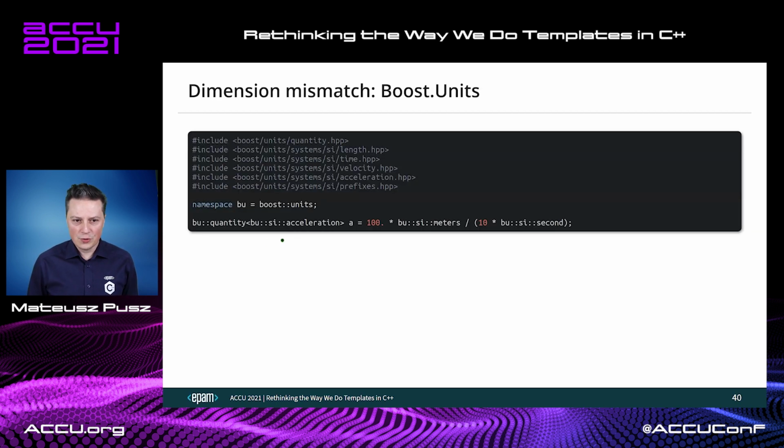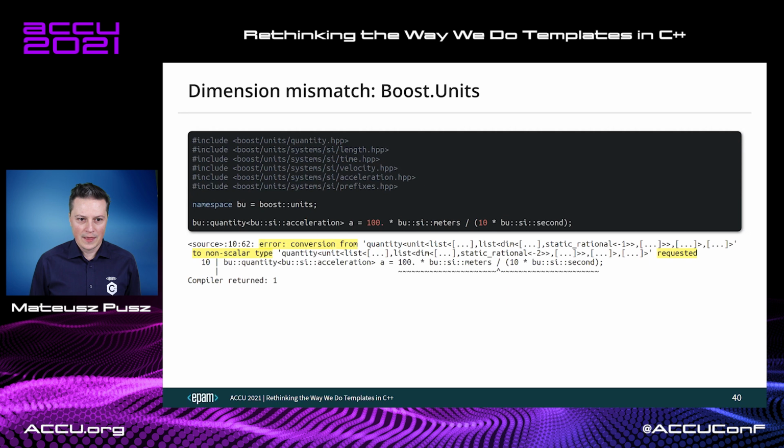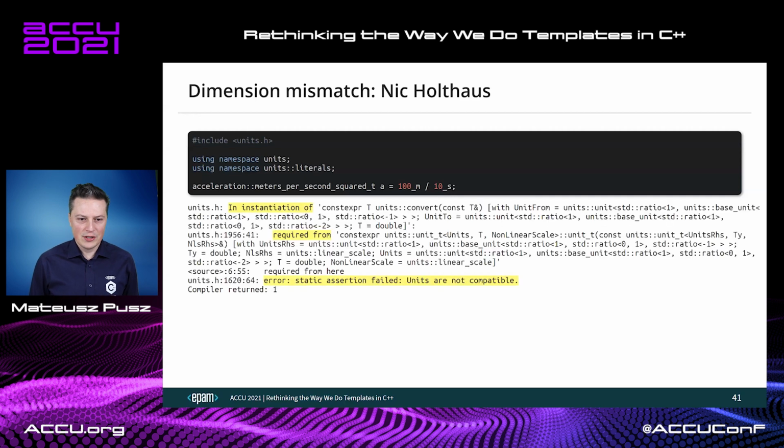I would also like to show you another example, a simple one this time, and we'll go quickly through this one. We just want to divide meters by seconds and get acceleration. This is of course another error, because you have to have seconds squared to have an acceleration. So we have another error saying conversion from non-scalar type requested, and we don't know much what the problem is here, but the error log is quite short. For the other library, it's pretty similar. We have information: static assert that units are not compatible.